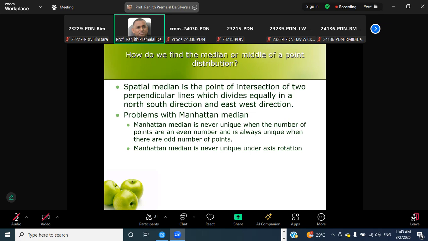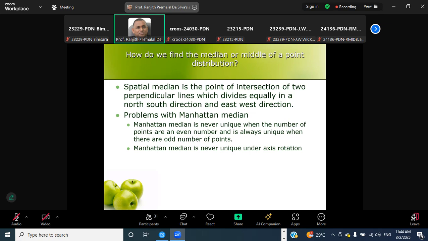23239 mean center, 23305 median center, 24036 Manhattan median, 24080 Euclidean median, 24087 weighted mean center, 24095 weighted median center, 24136 weighted Manhattan median, 24161 mean center, 24163 median center, 24174 Manhattan median.